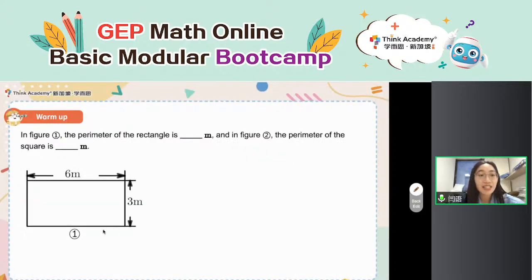Everyone, you can see this is figure 1. What is the perimeter of the rectangle? Quickly, have a try. You just type your answer in the chat box. What is the perimeter of the rectangle here? What is it?